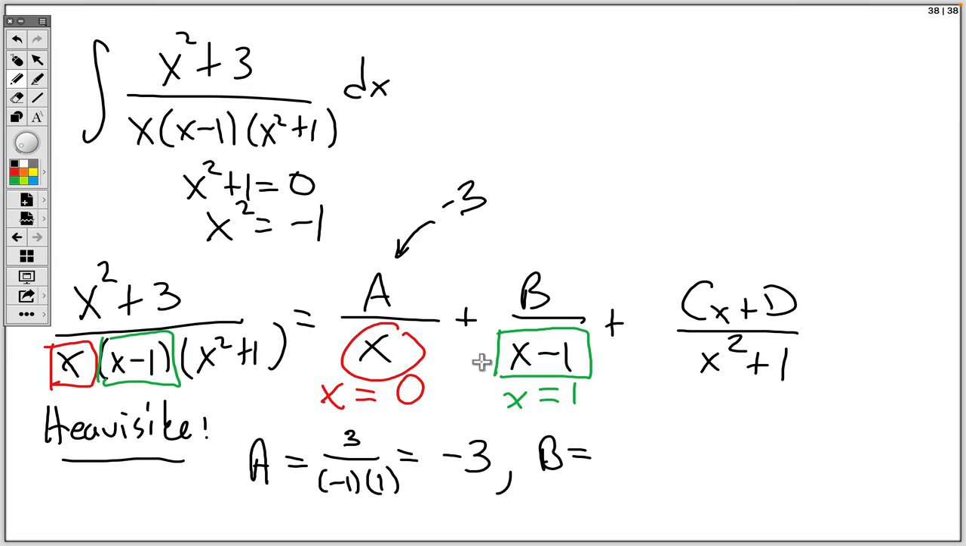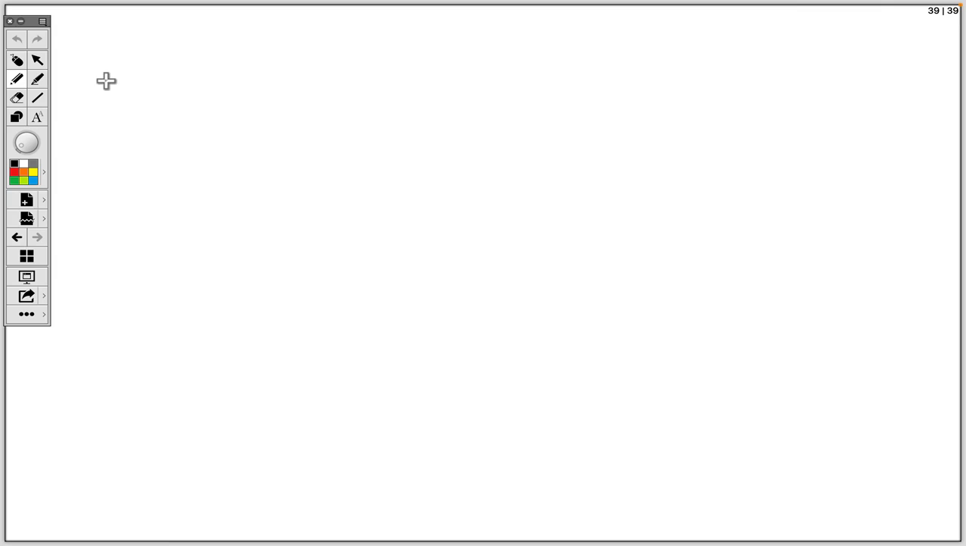1 squared plus 3 is 4 over 1 times 1 squared plus 1 is 2. So I get b equals 2, courtesy of Heaviside. So to get the c and the d, I need to clear denominators and match up coefficients. So let's do that on the next slide.